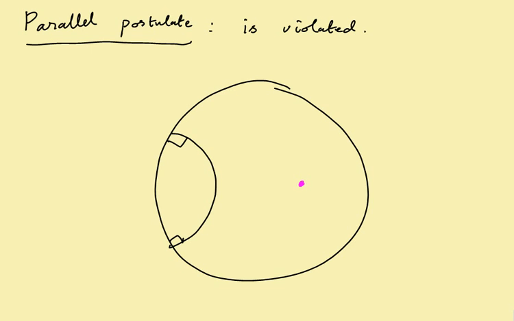Well, what does the parallel postulate say? There's a unique line which is parallel, in the sense of not intersecting it, which passes through this point. Well, here's a line, line in the sense of a geodesic. It passes through this point and it is not parallel to it. Here's another. And there are plenty of them.